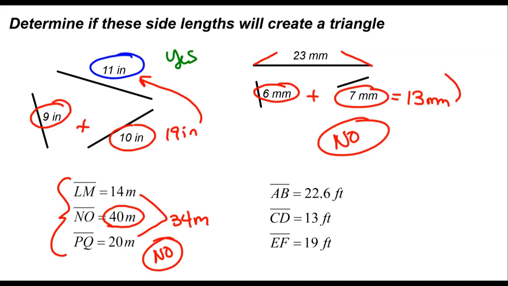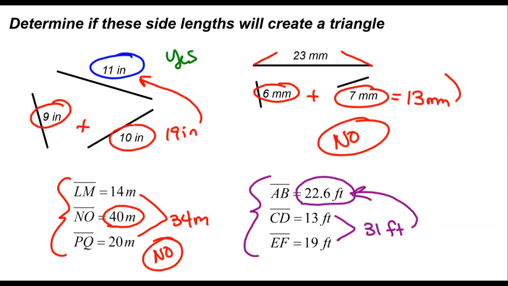It's impossible. And then finally, if we look at these three side lengths, I find the longest one, 22.6 feet. So that is kind of my river, and I need to build a bridge over that. So the two shorter sides, if I add the two shorter sides together, I get 31 feet. Is that going to be enough bridge to cover that third side? And the answer to that is yes. It will bridge the third side, so I could create a triangle out of these three side lengths.